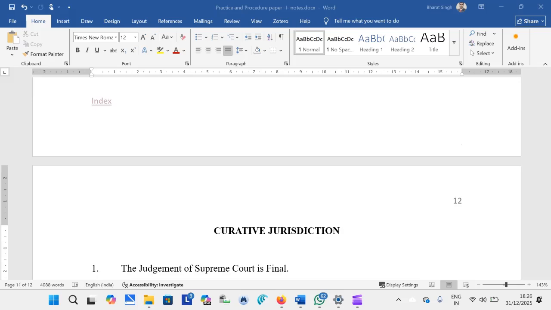And I hope the information that we have provided on the curative jurisdiction of the Supreme Court will be of assistance for the AOR examination aspirant.